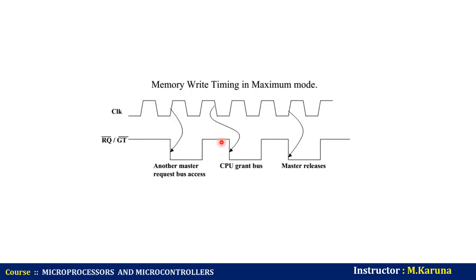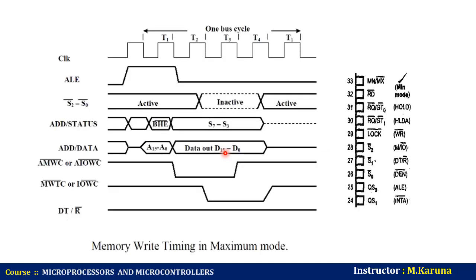Next DMA will get the mastership over the bus. After completion of this operation, DMA acts as a master and releases the bus to the processor. Likewise DMA requests the bus and the processor grants the bus for performing DMA operation. Likewise you have to explain minimum mode and maximum mode operations of the 8086 microprocessor.